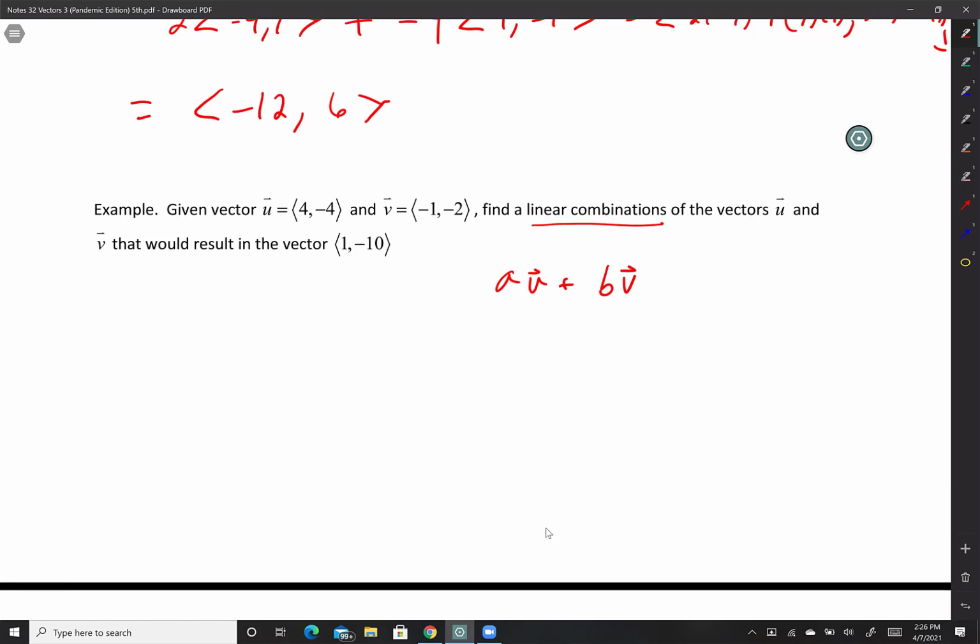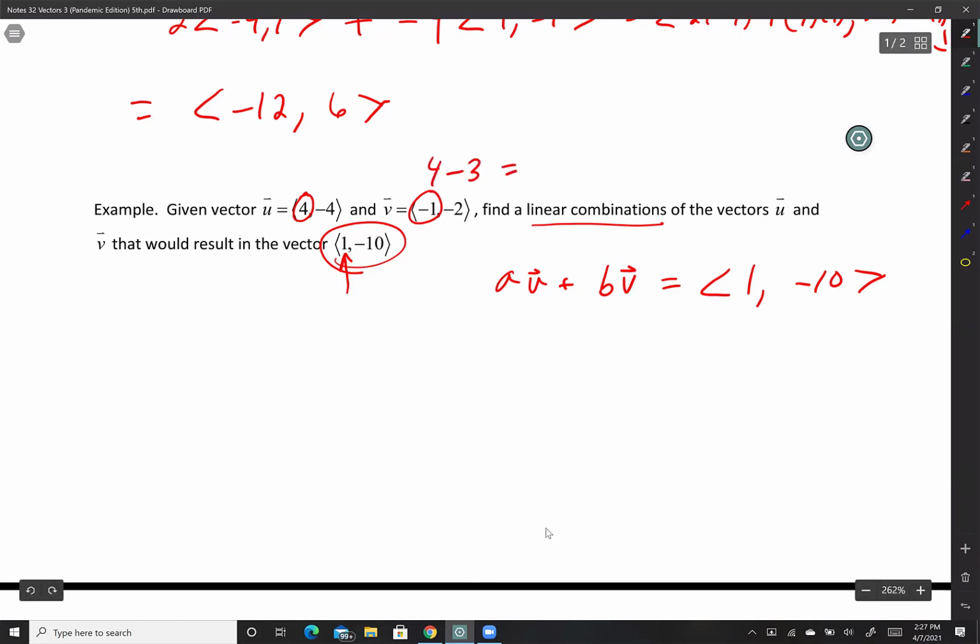Now, I know you guys are smart enough. You probably do not need to create a system. You can probably just look at it and figure it out. What I want my resultant vector to be is 1, -10. So if you look, I see a 4, I see a -1. The only way I can get the x component to be a 1 is if I go 4 minus 3. So I need to multiply vector v by 3. Do you guys see that? Don't worry, I'll show you another way.